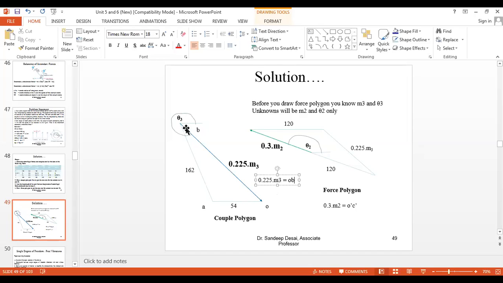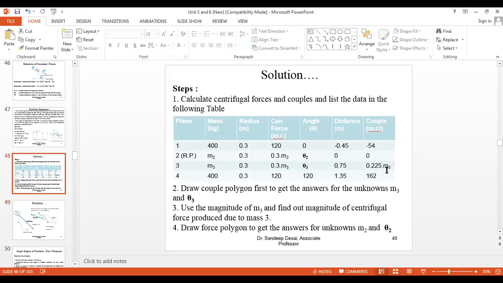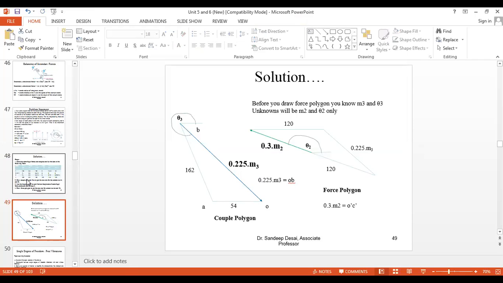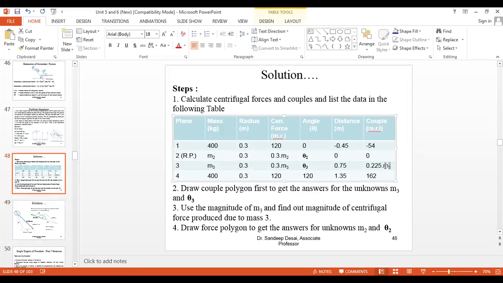You measure the angle made by this vector OB with the horizontal, from here to here. You will see here that the angle will be 270 plus something, because this is 0, this is 90, this is 180, this is 270. So 270 plus something, or 360 minus something. That is how you will get the magnitude of m3, and you will get the value of theta 3. So two unknowns you will come to know. Once those two unknowns are known to you, multiply m3 here and you will get the centrifugal force value.